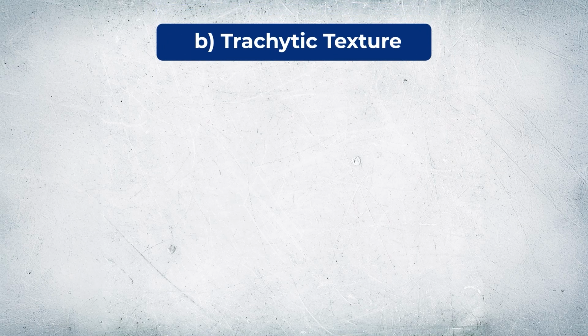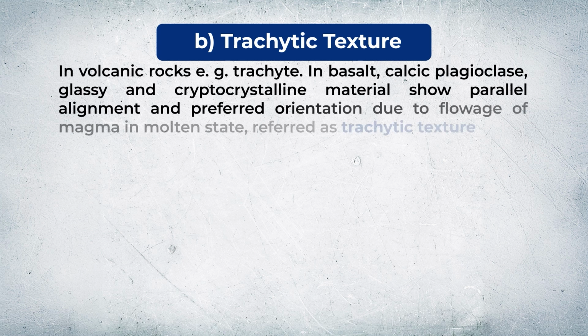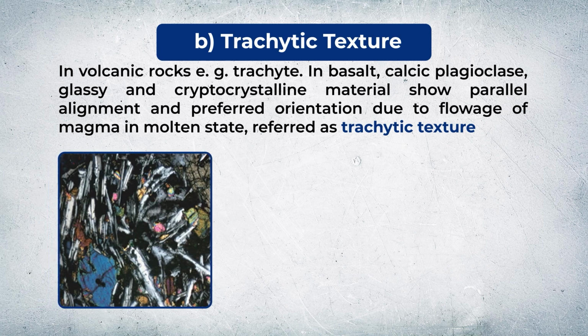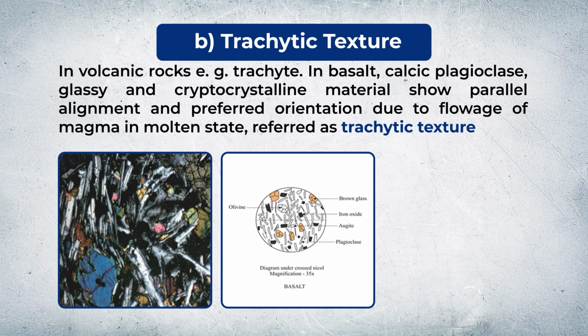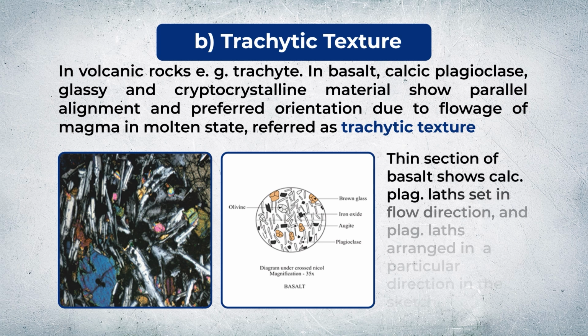Now, trachytic texture occurs in volcanic rocks such as trachyte and basalts. In basalts, calcic plagioclase and glassy, cryptocrystalline materials show parallel alignment and preferred orientation due to flowage of magma in a molten state, referred to as trachytic texture. I have shown these two textures in a photomicrograph and a sketch also.